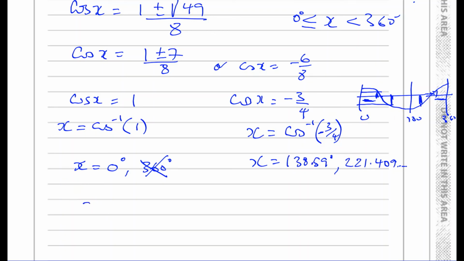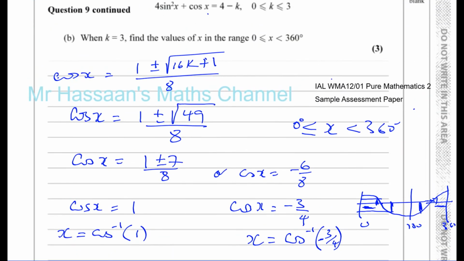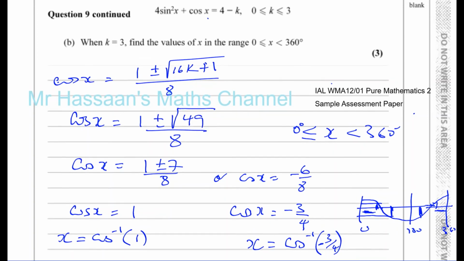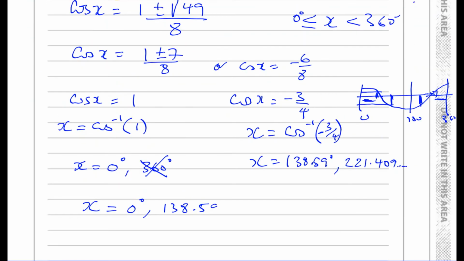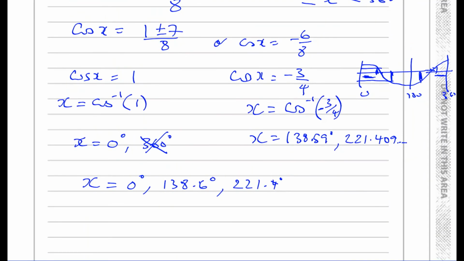So in total, we have the solutions 0 and 138.59. And we're going to give the answer to, I think, one decimal place. It doesn't tell us. So yeah, angles generally should be one decimal place. So that should be 138.6. Okay, 138.6 and 221.4 degrees. All right. Now that's for cosine. That's the answer to this question.